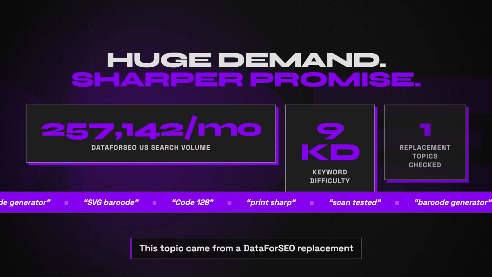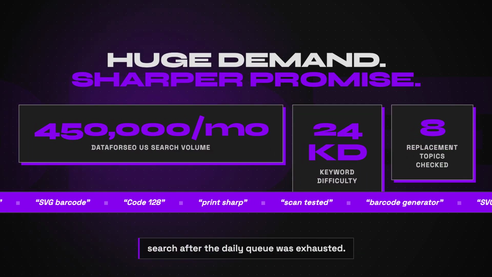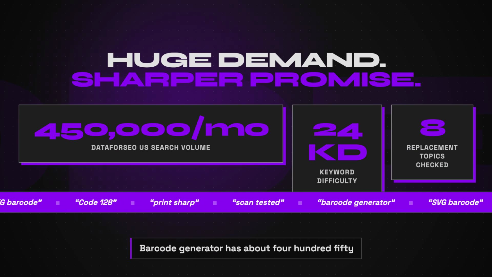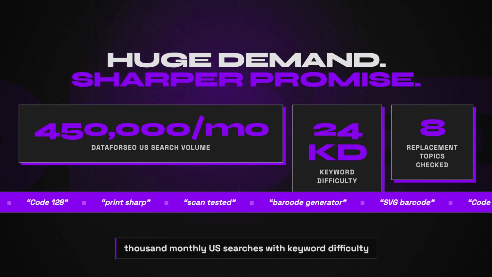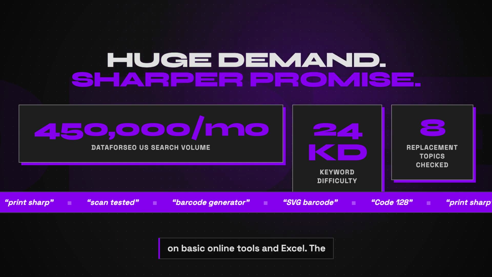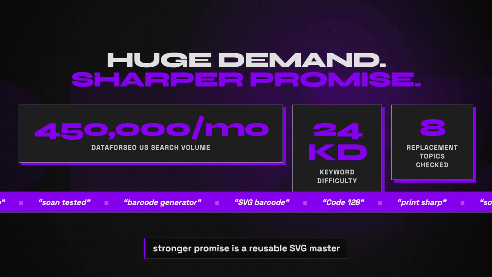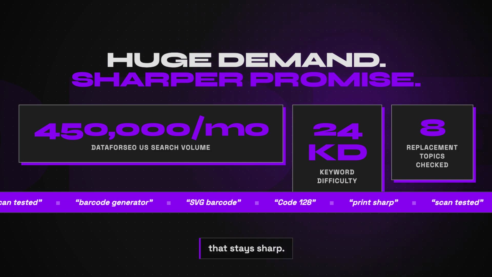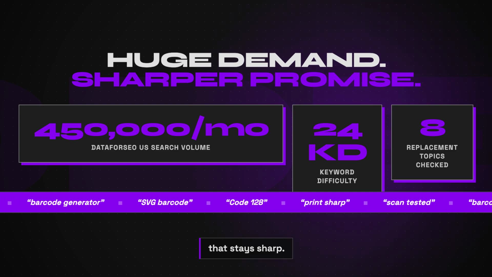This topic came from a DataForSEO replacement search after the daily queue was exhausted. Barcode Generator has about 450,000 monthly US searches with keyword difficulty around 24. So, the leading YouTube videos focus on basic online tools and Excel. The stronger promise is a reusable SVG master that stays sharp.